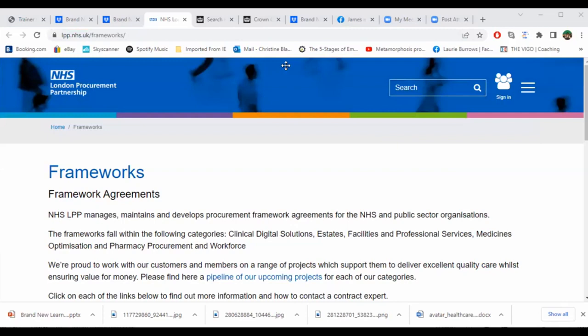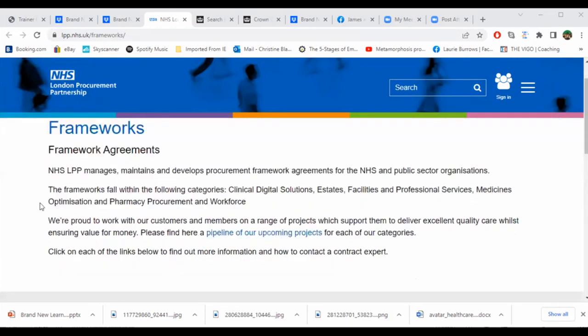Yes, you can. So London Procurement Partnership, it's like a hub. There's hundreds and hundreds of buyers that put their contracts that they need to have service. So the LPP work with customers and members on a range of projects which support them to deliver excellent quality care whilst ensuring value for money. Please find here the pipeline of upcoming projects.